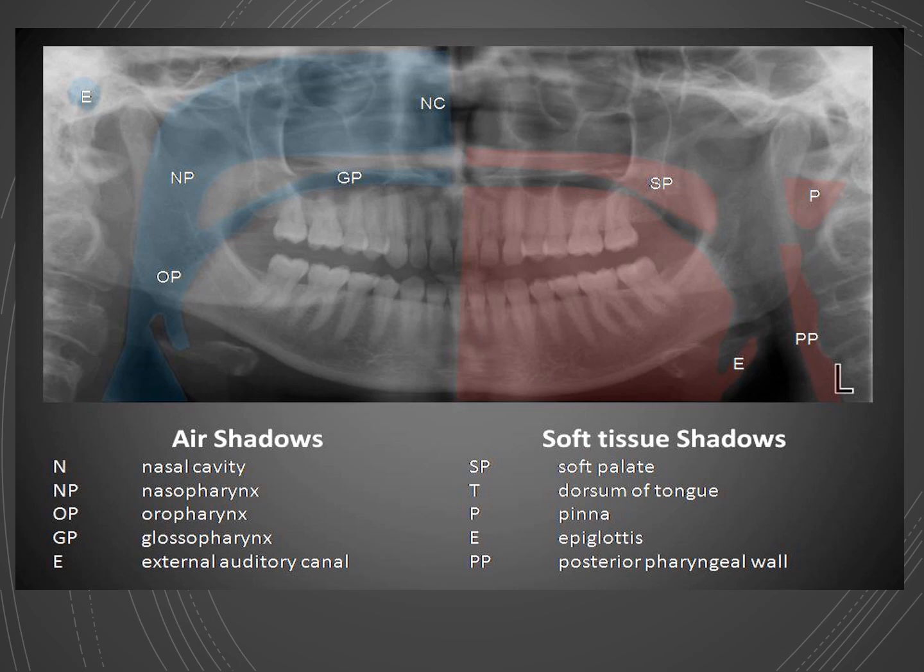You have the nasal cavity and the nasopharynx here. The nasal cavity superimposing over the entire area. You have the nasopharynx. You have the oropharynx way down below, basically your windpipe and your food pipe. You have the glossopharynx, that means the gap between the tongue and your palate, and external auditory canal. You also have soft tissue structures superimposing, like the entire soft palate just behind your hard palate. The whole of the tongue is also there, but it's just blurred out because I told you we are not covering anything that is not within the focal trough. The pinna of the ear, epiglottis, and posterior pharyngeal wall.